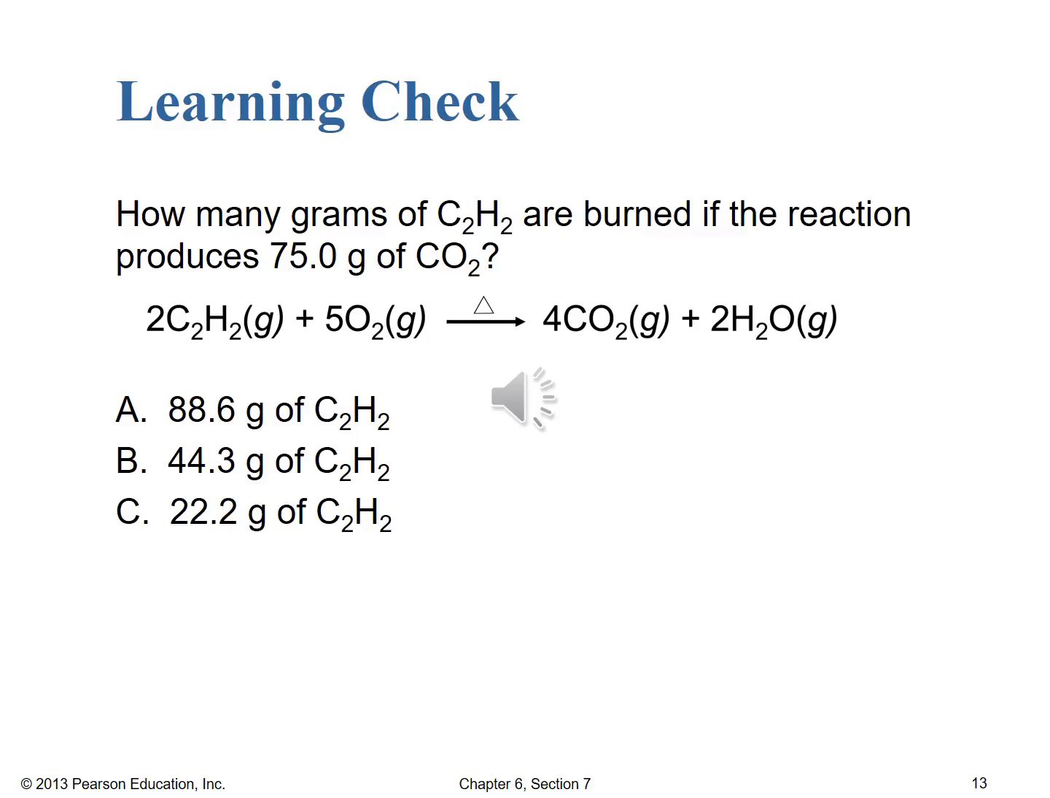It's also very similar, because it's in a multiple choice setting, to something you'll expect to see on the upcoming exam. So we have our answer choices here. You can see they're all sort of related, right? 88.6, 44.3, 22.2, they're roughly multiples of each other.